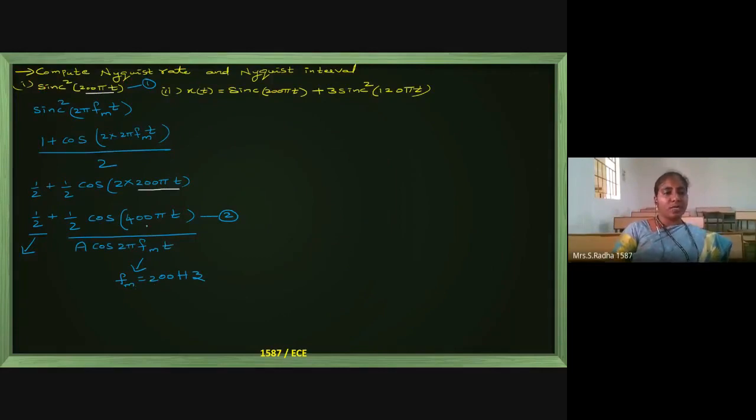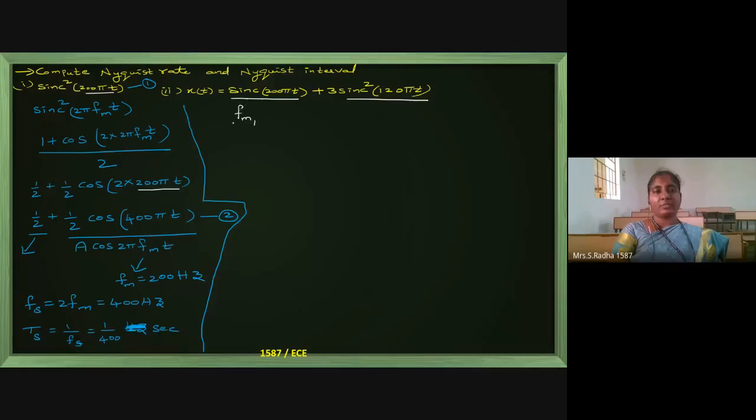I am comparing this 400 pi t with 2 pi fm. So fm value is 200 hertz. Now the Nyquist frequency is nothing but 2 times fm, which is 400 hertz, and the sampling interval is 1 by fs, equal to 1 by 400. We have to find the maximum frequency from the first term, and in the second term sin square 120 pi t is there. We have to find the maximum frequency from the second term also. Then overall maximum for the entire x of t we have to calculate.